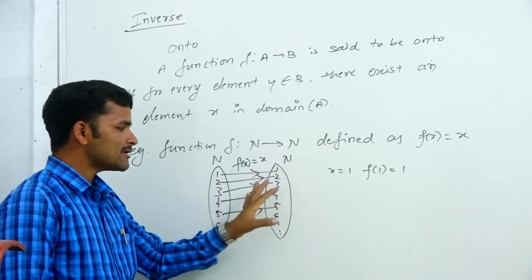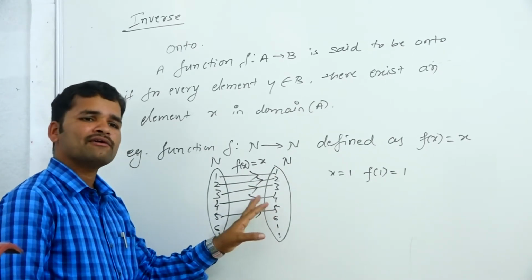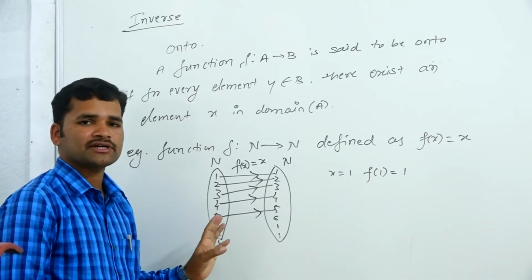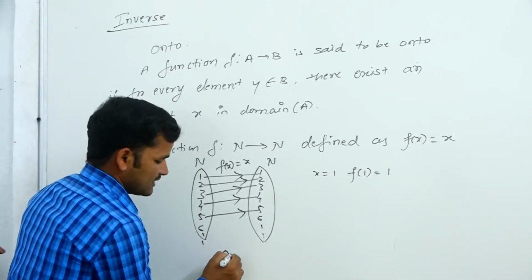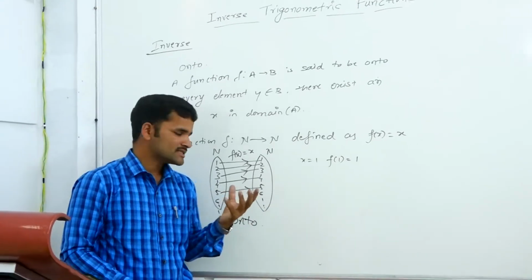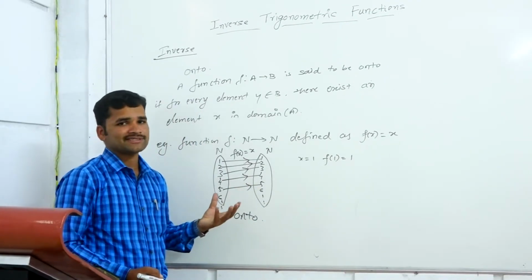Yes, all the elements in the codomain have pre-images in the domain. In that case, we say the given function is onto. Elements should not be left behind in the codomain. That is how we should identify whether the given function is onto or not.